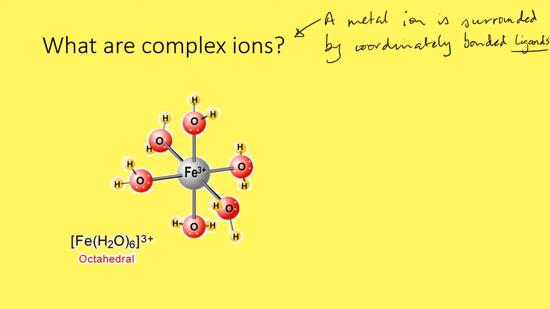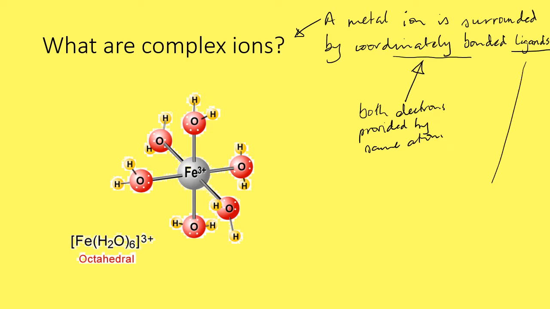Okay, ligands might be a new term. Coordinate bond is a term we're familiar with. Let's just remind ourselves first what a coordinate bond is. So a coordinate bond is where both electrons are provided by the same atom. And those electrons end up making a normal covalent bond, but the 2 bonding electrons come from a lone pair from, in this case, oxygen.